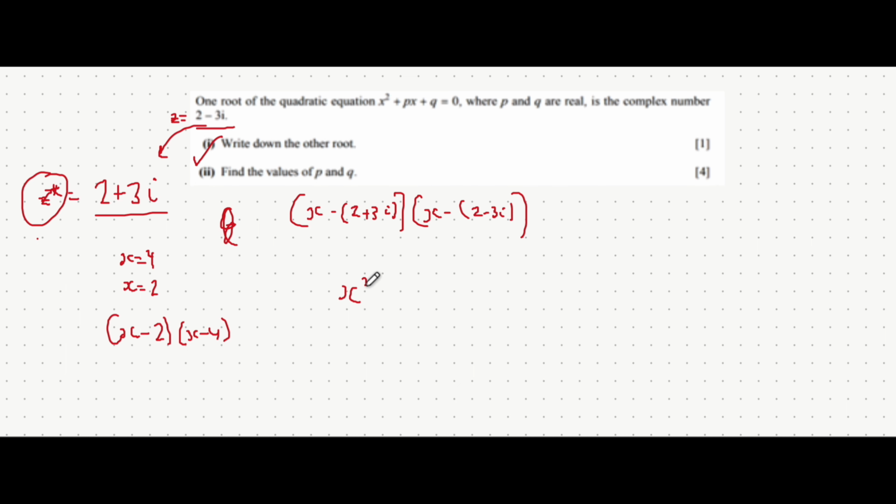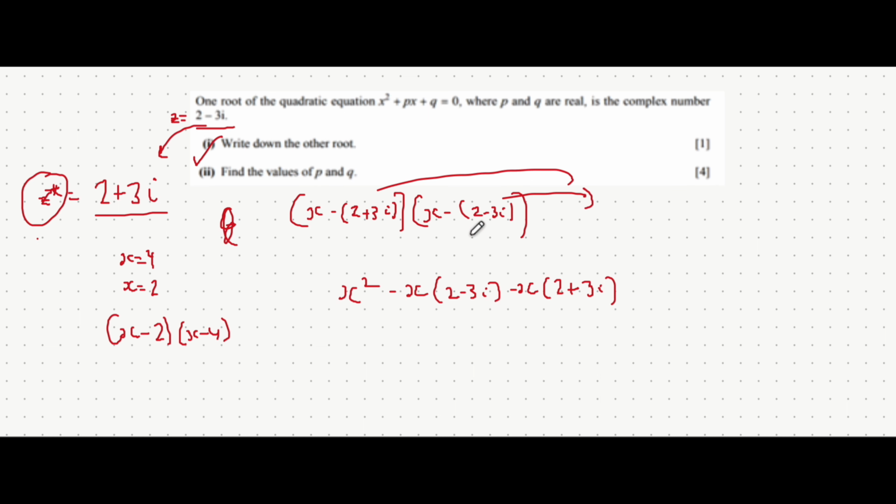x times x is x squared. x times all of this is minus x, and then in brackets 2 minus 3i. And then we have minus 2 plus 3i, all multiplied by x, so that's going to be minus x lots of 2 plus 3i. And then this term here, let's do this a bit off to the side.